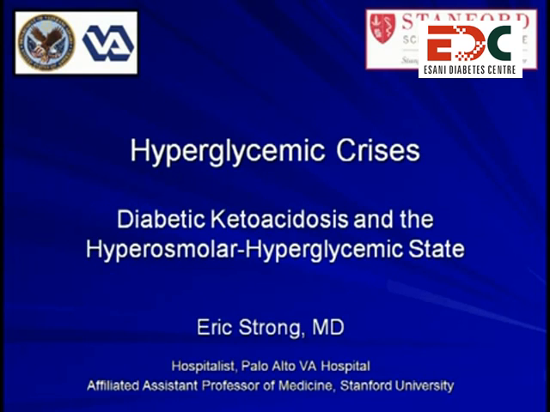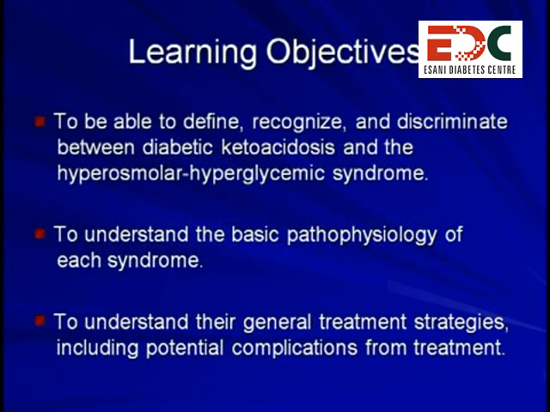Today, I will be talking to you about hyperglycemic crises, specifically diabetic ketoacidosis and the hyperosmolar hyperglycemic state. Here are the learning objectives of this talk. First, to be able to define, recognize, and discriminate between diabetic ketoacidosis and the hyperosmolar hyperglycemic state. Second, to understand the basic pathophysiology of each syndrome. Finally, to understand their general treatment strategies, including potential complications from treatment.